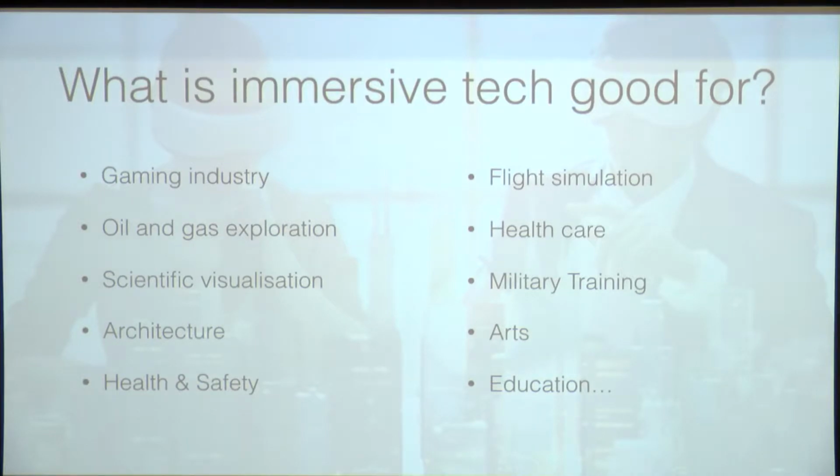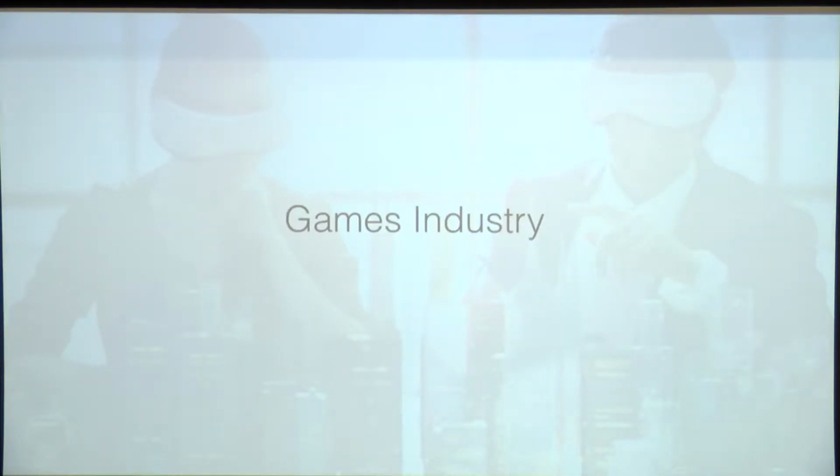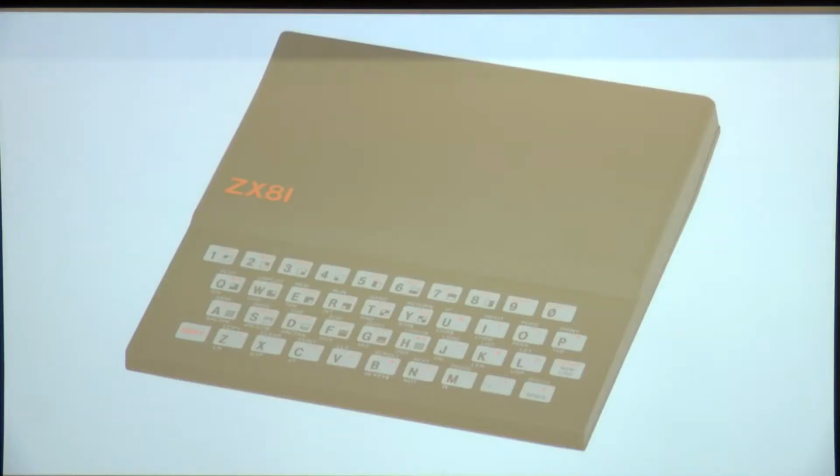What can we use this technology for? So I'm going to give you a few examples. There's a whole plethora of activities we can use VR for. I'm going to touch on a couple of these. The obvious one is games, of course. And what I would like to do is just jump back and again show you how much technology has evolved over time. So the ZX81, if you remember I showed you this.